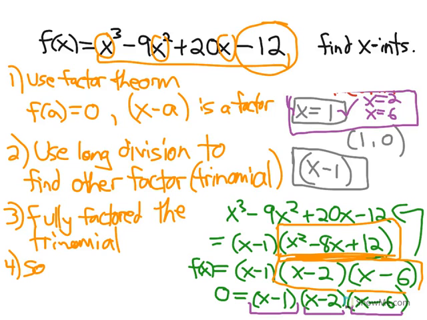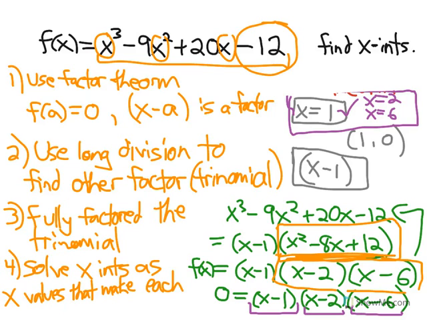Then solve for the x-intercepts as the x values that make each bracket equal 0. So again, we set f of x equal to 0, and that was only going to be true if x was 1, because that made the first bracket 0, or if x was 2, which makes the second bracket 0, or if x was 6, which makes the third bracket 0. And those are your answers.